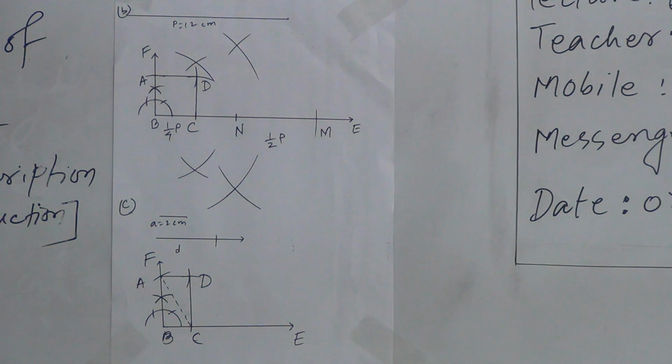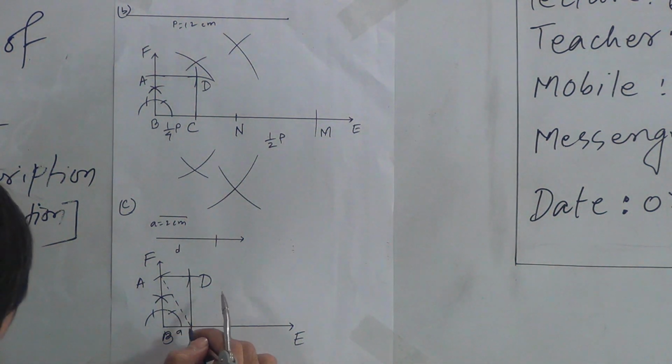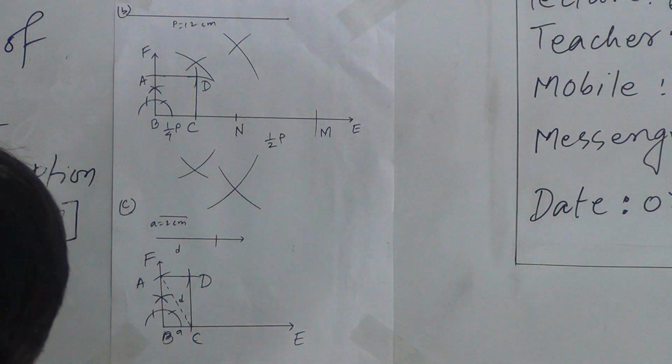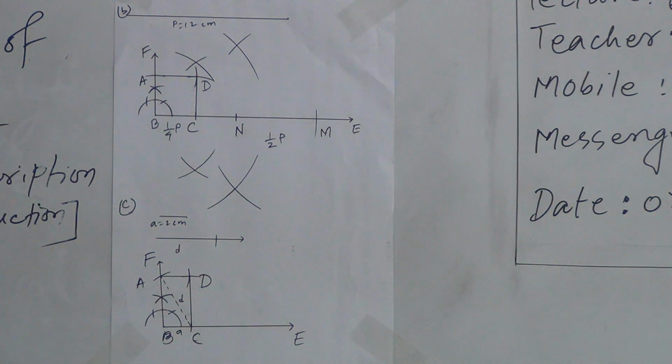ABCD is the required rectangle whose one side is given and whose diagonal is equal to the diagonal of the square drawn in B. Okay, dear students, I have completed the construction. Now I have to write the description. As it says description of construction, it means that I have to draw the rectangle with description. So I will write the description now.